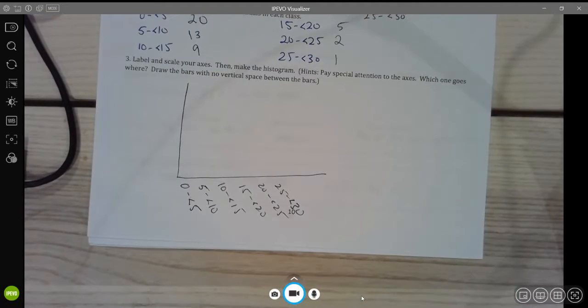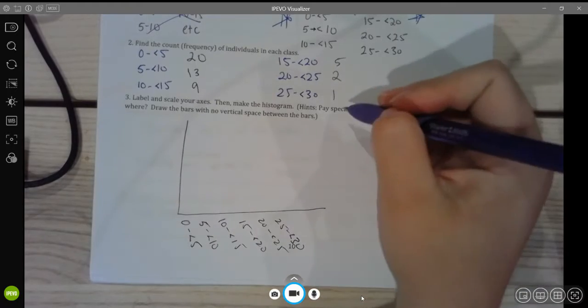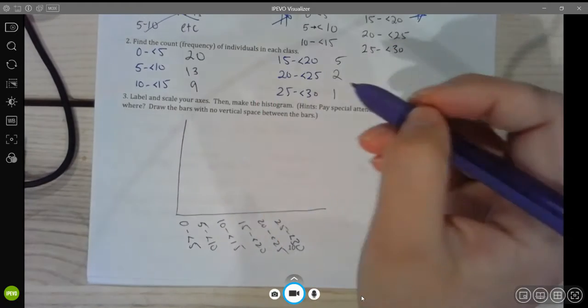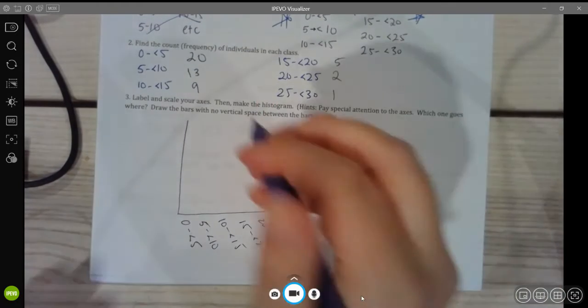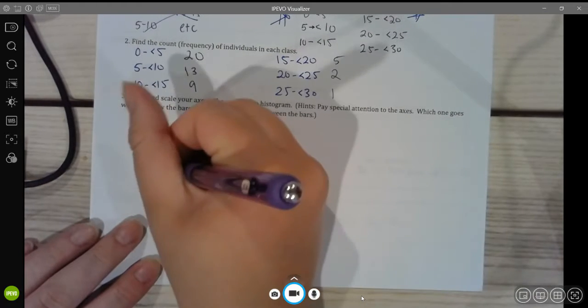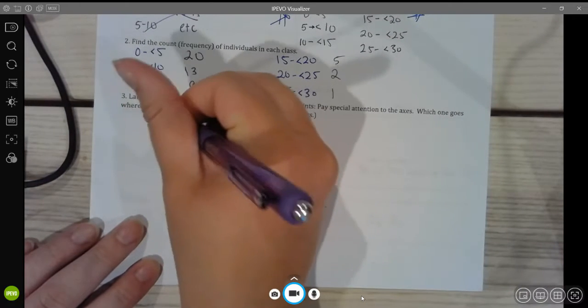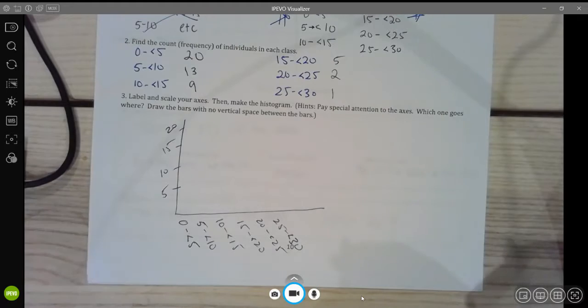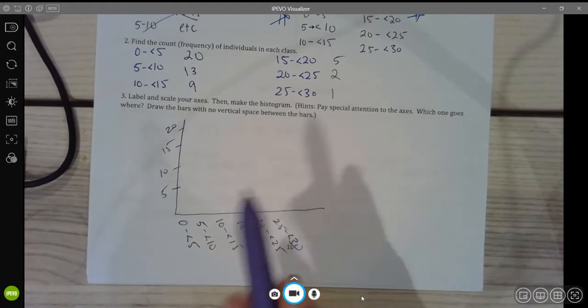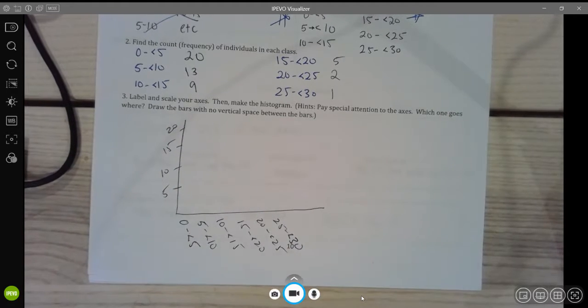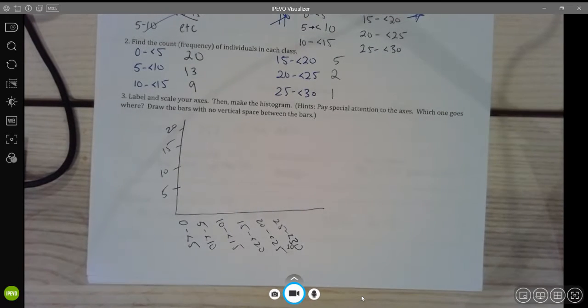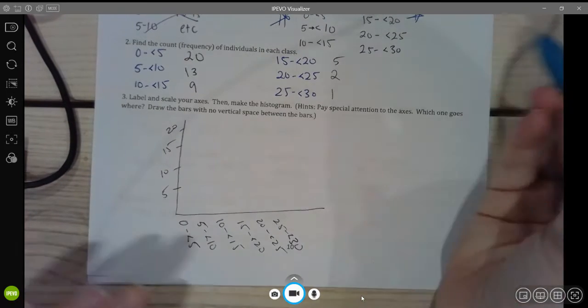Okay, and then let's see, the lowest count here is 1 and the highest count is 20. So maybe let's just go up to 20 by 5s. Try to make those as approximately even as you can. I'm just kind of eyeballing it. Alrighty, and then we're going to make our histogram.